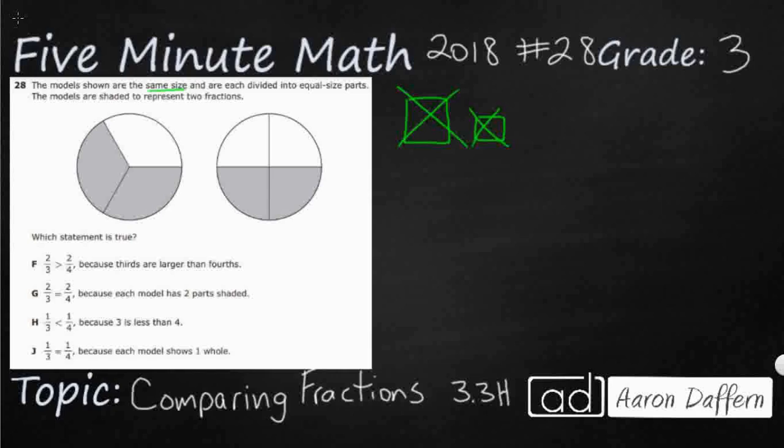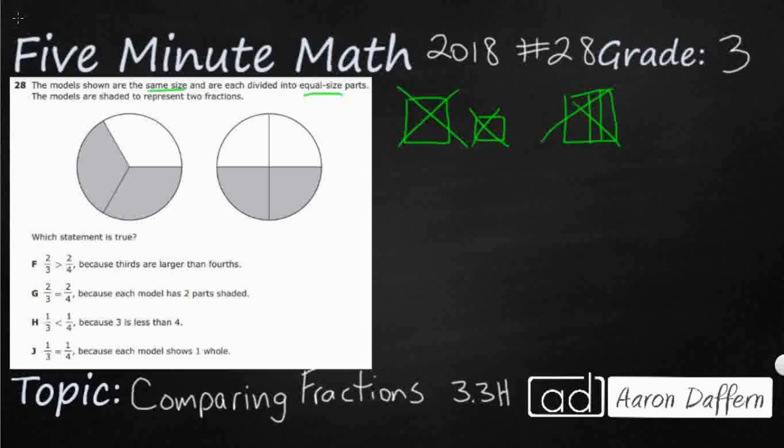So we need to have two circles that are the exact same size, and then each circle is divided into equal size parts, so they are good fractional pieces. It would not work if we were to compare fractions, and in one of the fractions we've got pieces that look like this. It doesn't work because each piece is not the same size. Each piece does have to be the same size. So we're good to go with these two circles here.